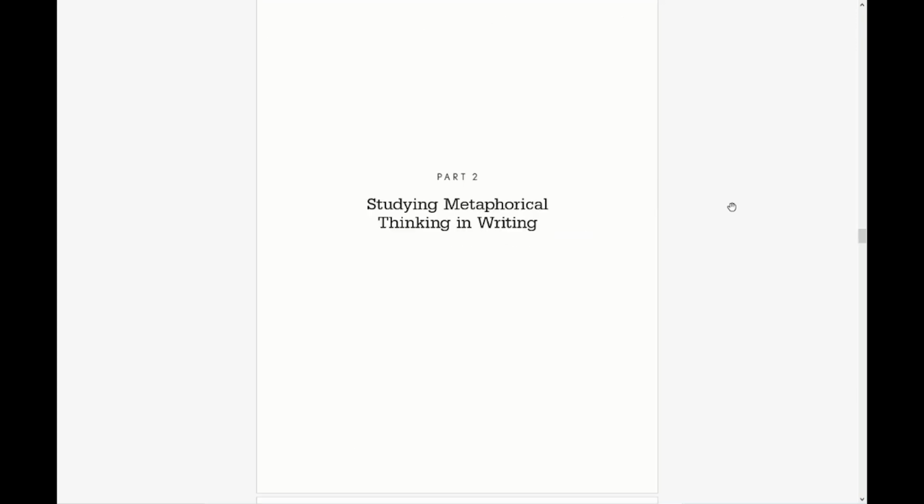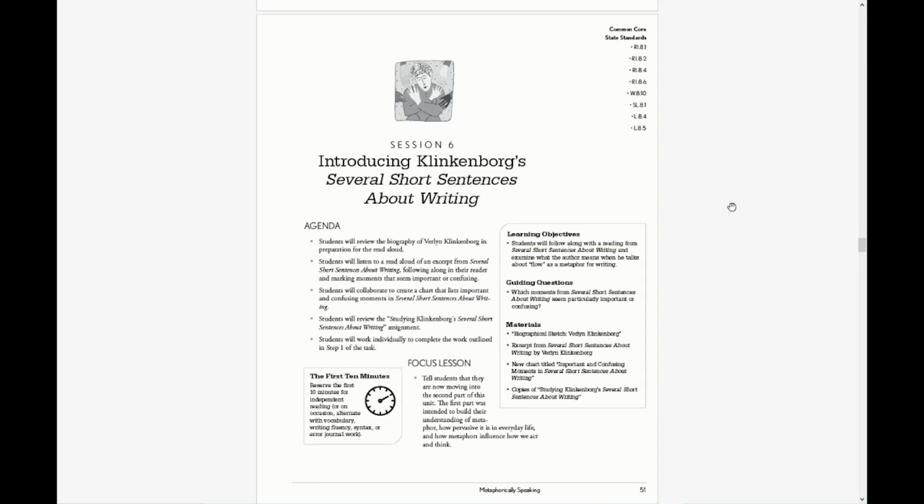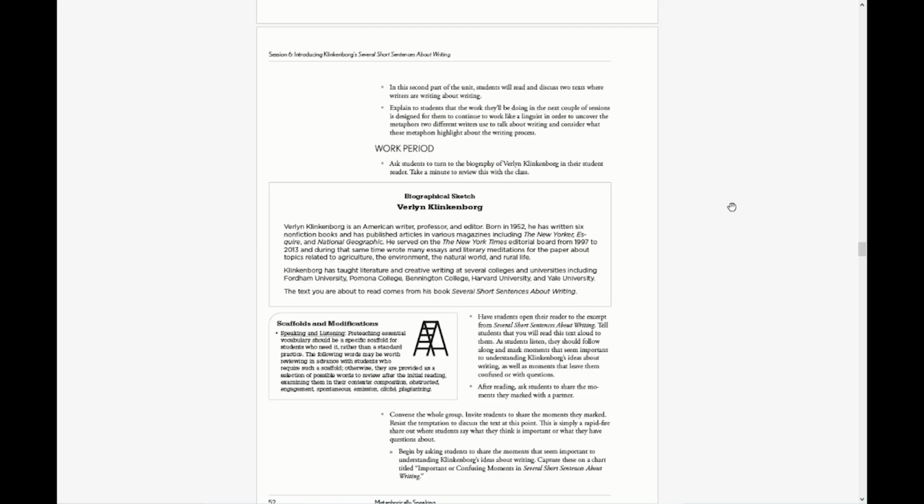After wrapping that up, we move to part 2, studying metaphorical thinking and writing. And we read Verlyn Klinkenborg's several short sentences about writing. In brief, he makes an argument that we should not think about writing as flow, that talking about it in that way is not true to begin with. And because it is not true, it is potentially harmful to young writers who are attempting this work and thinking that it should feel like flow. So he has an argument that he's making in his work.